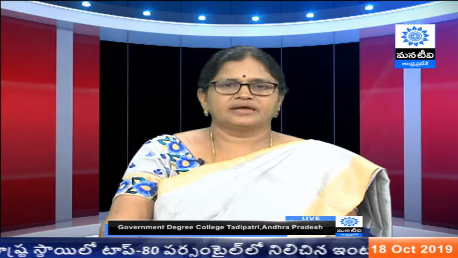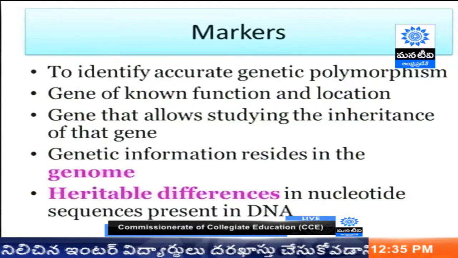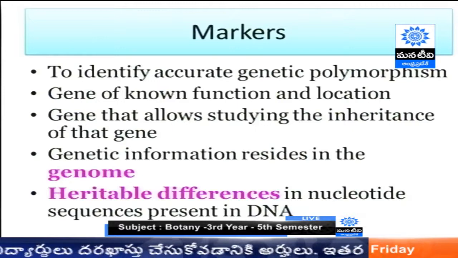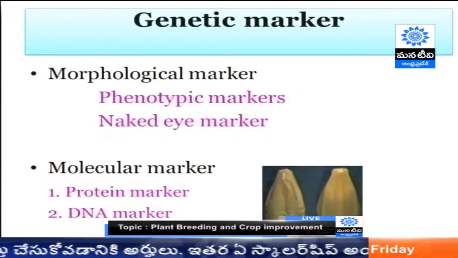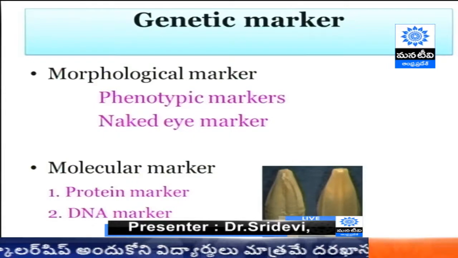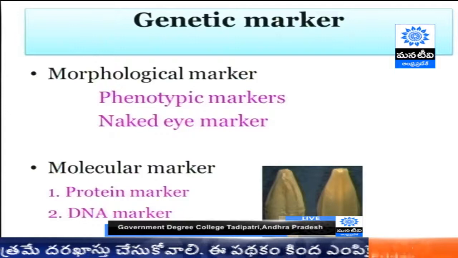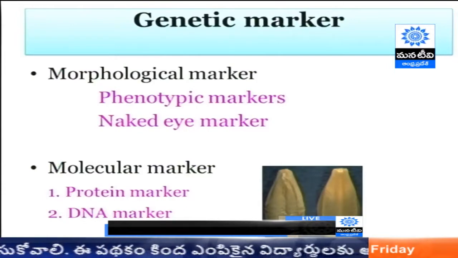Genetic markers are heritable differences in the nucleotide sequences of the DNA. Nowadays, different types of markers are available, like morphological markers and molecular markers. We are discussing only the molecular marker, that is the DNA marker, in this class.